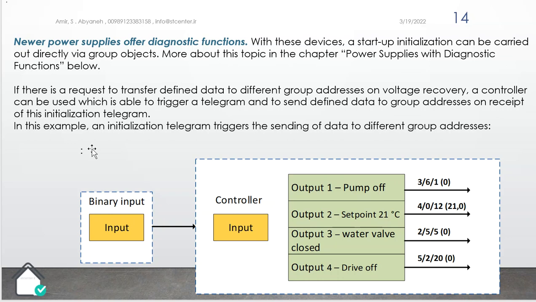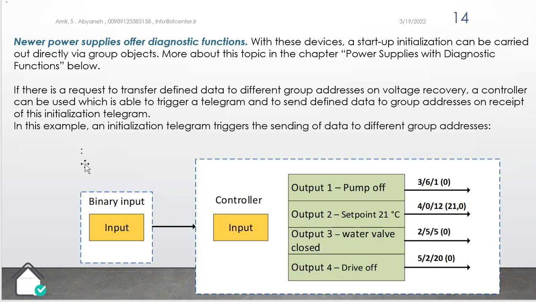If there is a request to transfer defined data to different group addresses on voltage recovery, a controller can be used which is able to trigger a telegram and to send defined data to group addresses on receipt of these initialization telegrams. Look at this example.